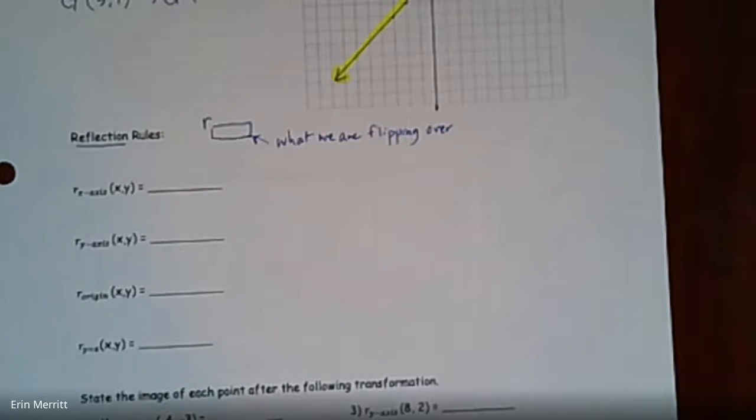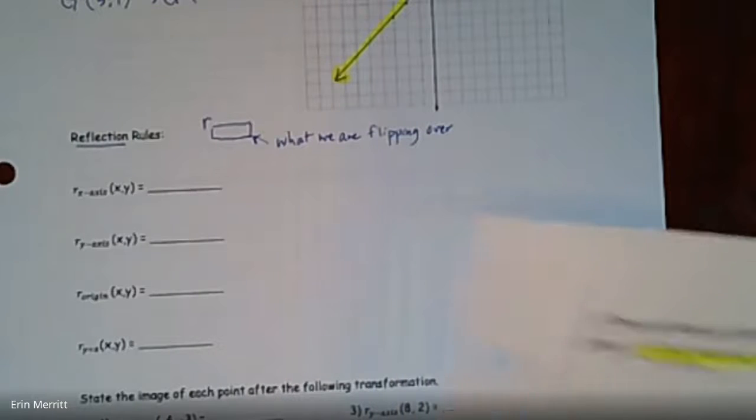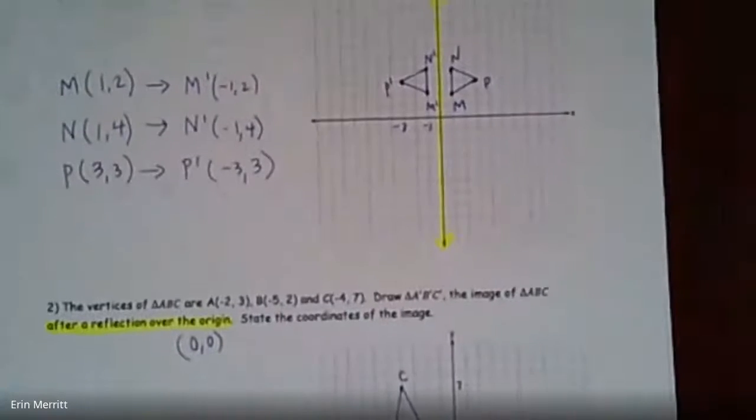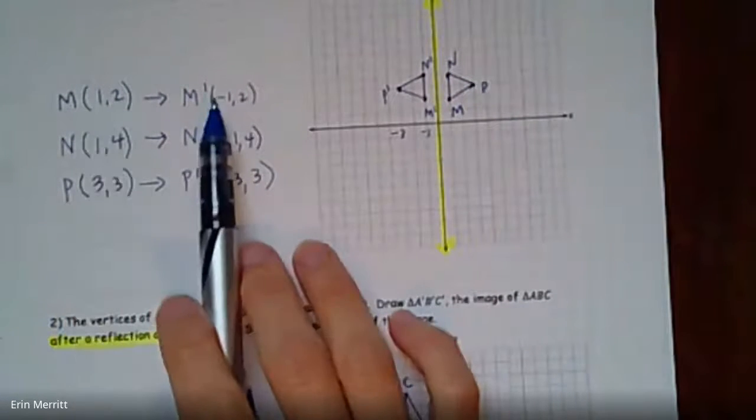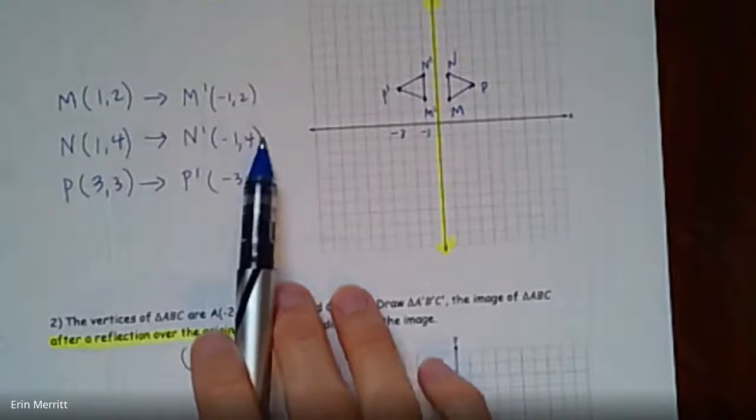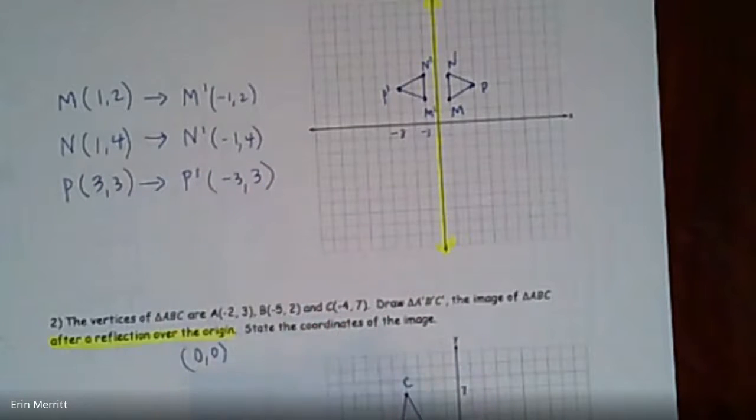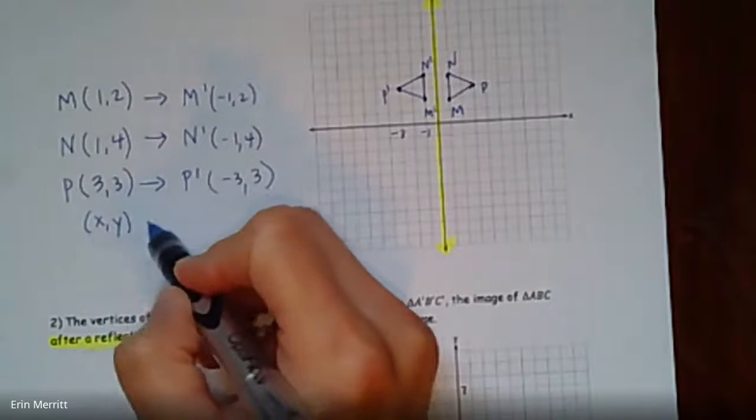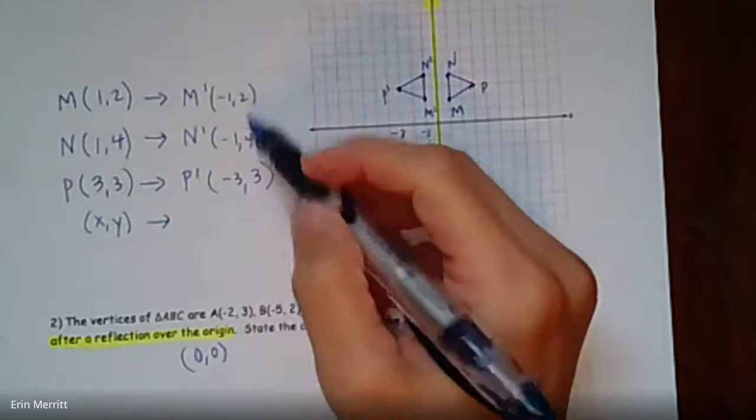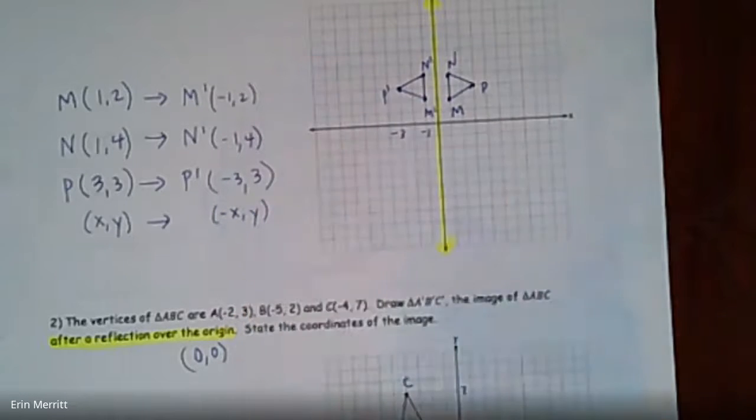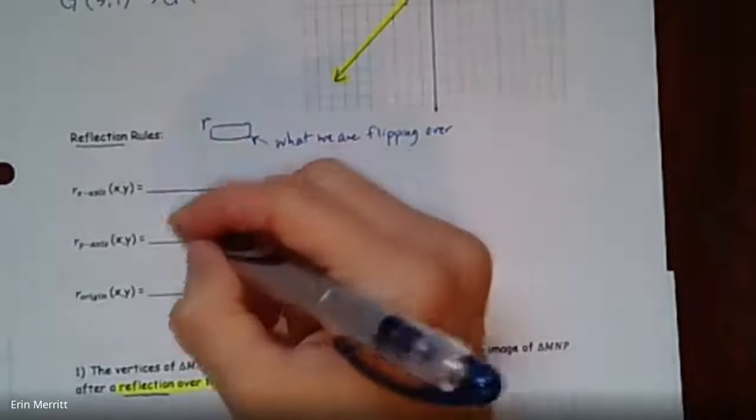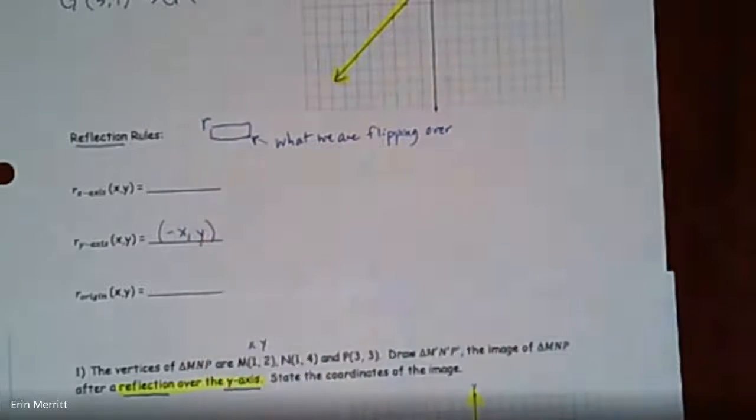So let's go back. I'm going to pull back that first one. Actually, I take it back. The very first one, we flipped over the y-axis. Take a look at those values. It went from (1, 2) to (-1, 2), (1, 4) to (-1, 4), (3, 3) to (-3, 3). So in general, we're taking (x, y). The y is not changing. The x just flips to the opposite sign. So it goes to (-x, y). That's the rule for flipping over the y-axis. Let's go write that down. It's going to go to (-x, y).